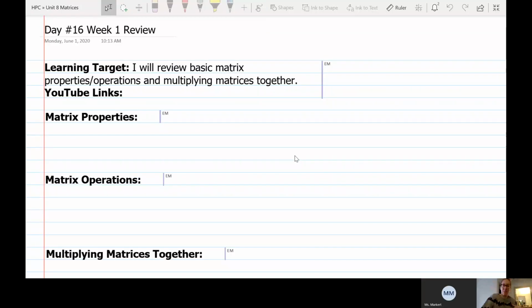It is Miss Lastly and Miss Markert, and we are here to do our review week for matrices. So this is going to be day 16, and we are just going to be going over some basic matrices, properties, and operations. This should be completely a review. This is just reviewing week one of what we've covered during matrices.